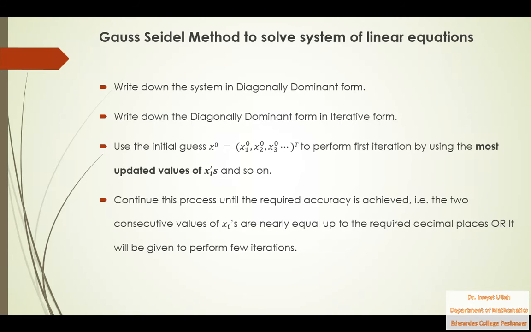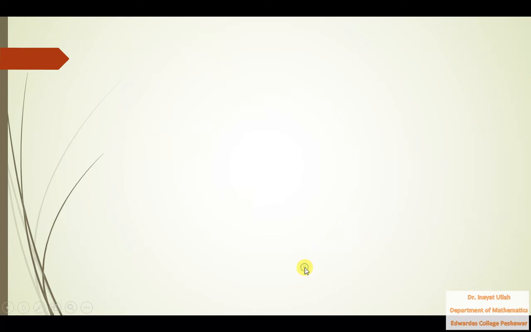What is the required accuracy? If two consecutive values of xi's are nearly equal to each other up to the desired decimal places, then that will be the required root. Or we may be asked to perform some iterations, 4 iterations or 5 iterations, to find the solution of the system of equations.